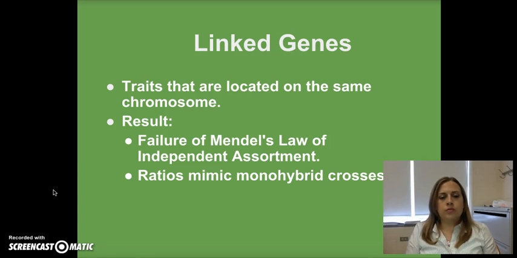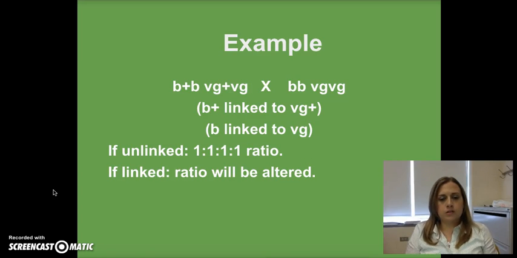So linked genes refer to traits that are located on the same chromosome. When you have linked genes, you end up seeing a failure in Mendel's law of independent assortment. And what that means is that sometimes you will have genes that are inherited together. They're not completely assorted independently because it's the chromosomes that assort. And so if two genes are on the same chromosome, you can't separate them. And so you tend to see ratios that mimic monohybrid crosses.